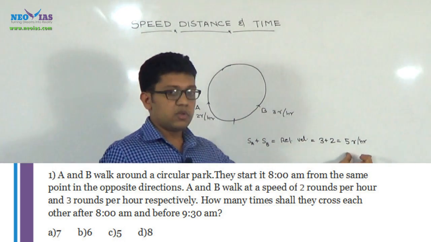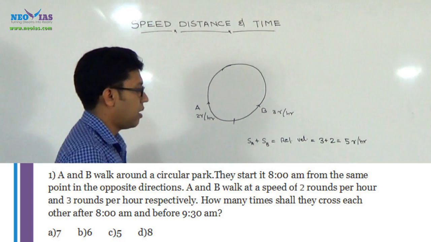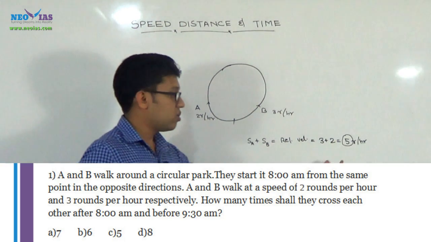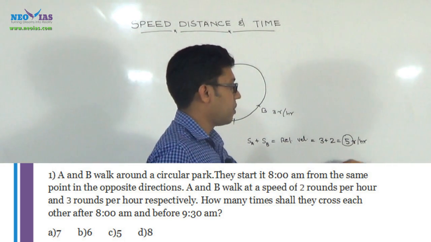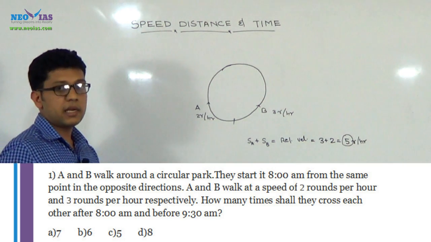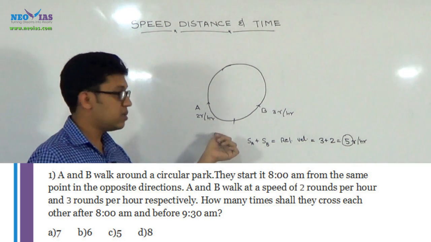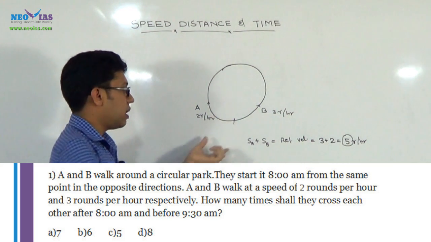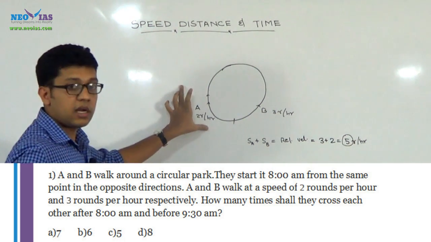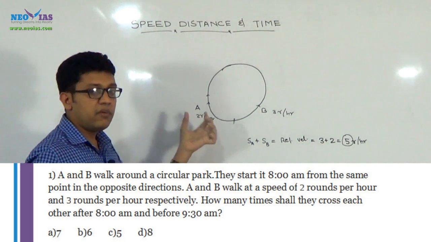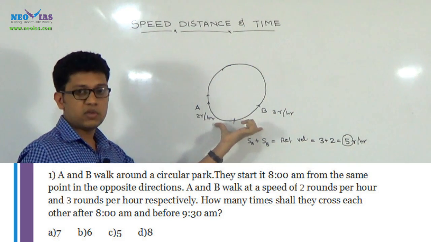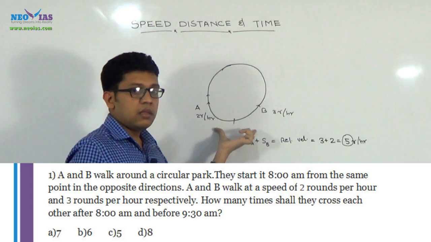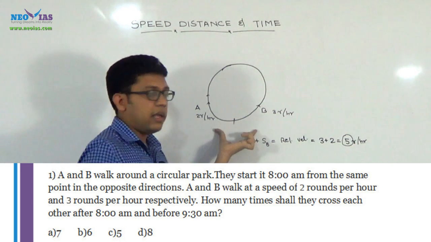What is the indication of this relative velocity? It indicates that they are crossing 5 times in an hour. What if they are moving in the same direction, that is, both are moving in this direction? What is the relative velocity between these two? It will be the difference between the two velocities, which is 1 round per hour, and that means they are crossing 1 time in 1 hour.